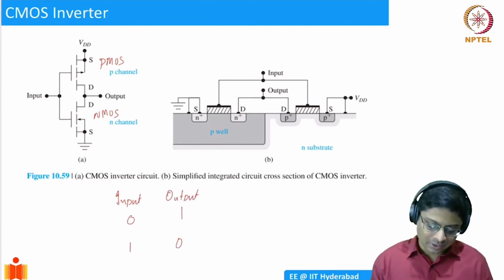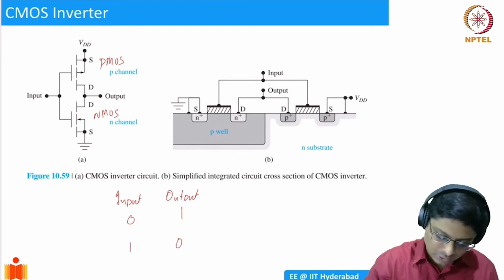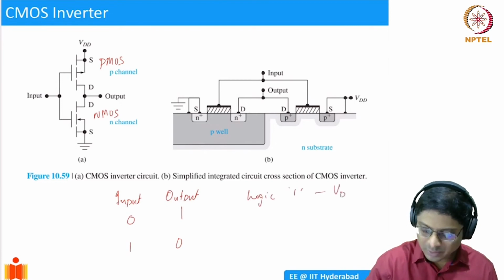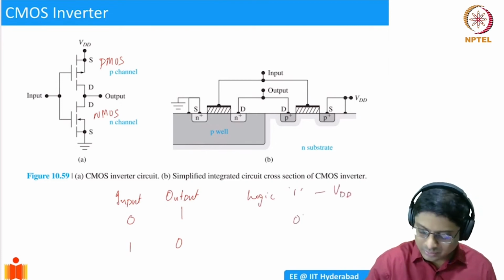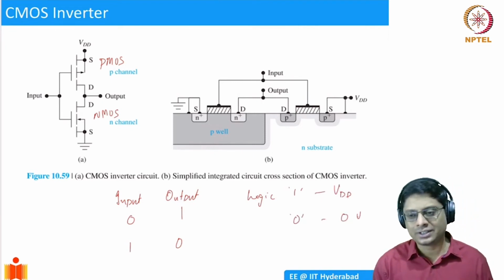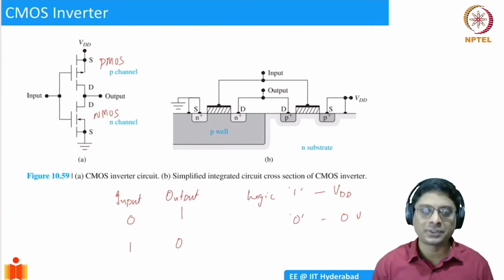Well, let's consider what my voltage physically is. What does logic 1 mean? Logic 1 means VDD, the supply voltage. Logic 0 means 0 volts. This is the electrical equivalent. We are just referring to it as 1 and 0. That's a Boolean representation of the voltages, right? Physically, it has to be the voltage.